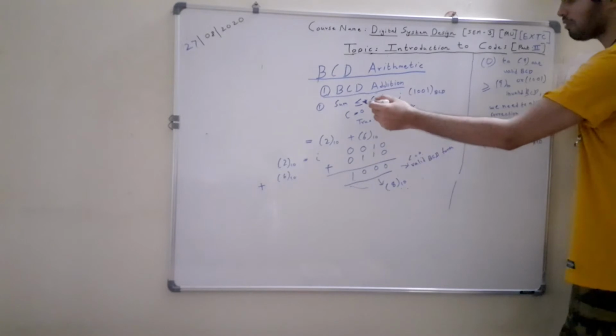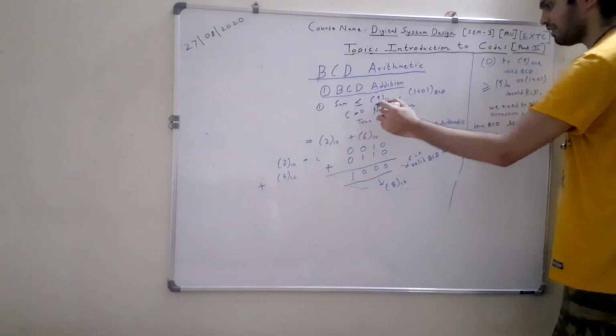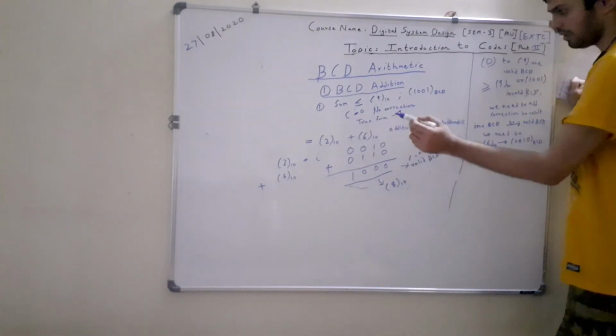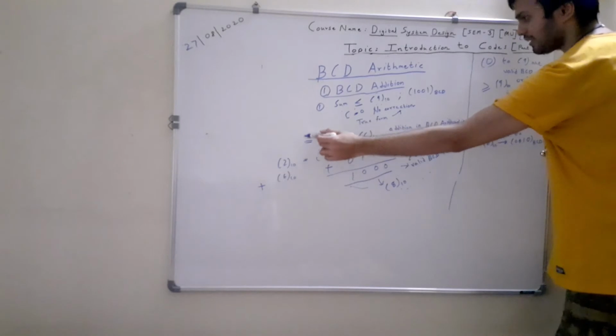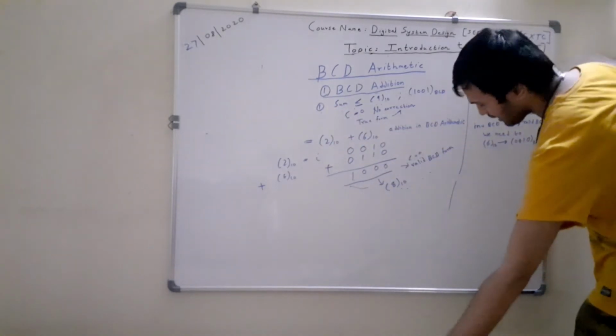So that is the condition I have written over here. Case 1: if the sum is less than or equal to 9, then no correction is required and the answer is in valid BCD form. So this was the first example for the first case. Now we will study case 2.